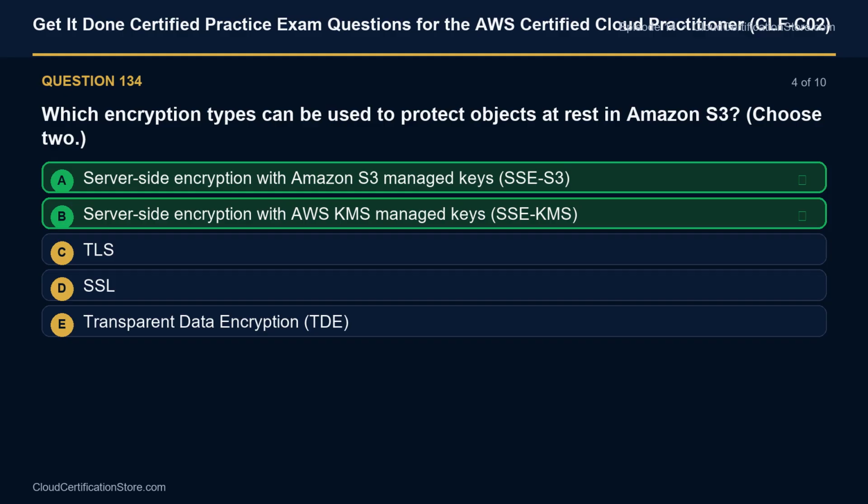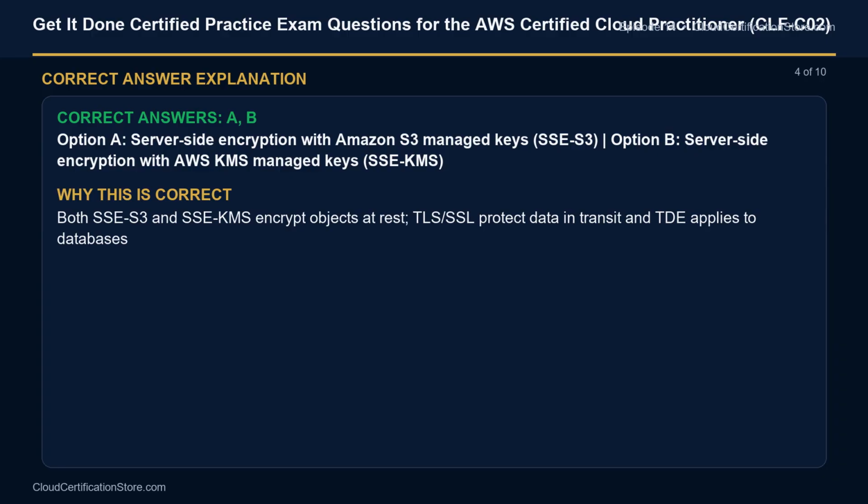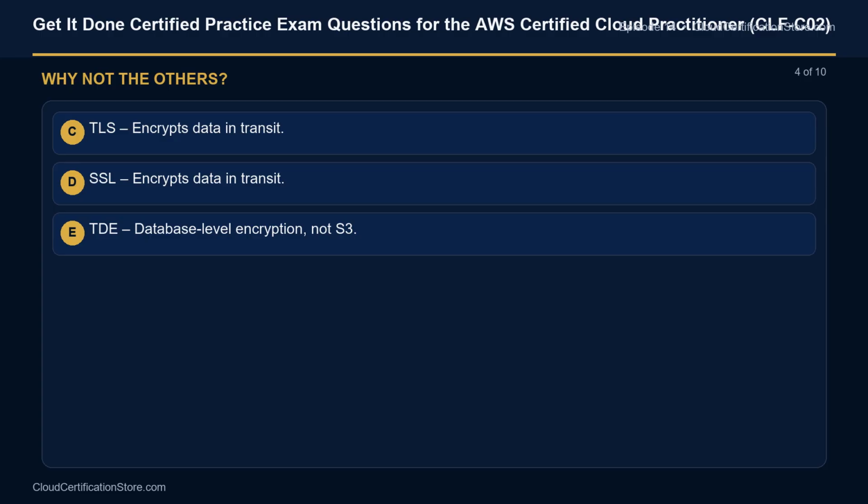The correct answers are A and B. Option A, server-side encryption with Amazon S3 managed keys, SSE-S3. Option B, server-side encryption with AWS KMS managed keys, SSE-KMS. Explanation: both SSE-S3 and SSE-KMS encrypt objects at rest. TLS and SSL protect data in transit, and TDE applies to databases. Why not option C? TLS encrypts data in transit. Why not option D? SSL encrypts data in transit. Why not option E? TDE is database-level encryption, not S3.